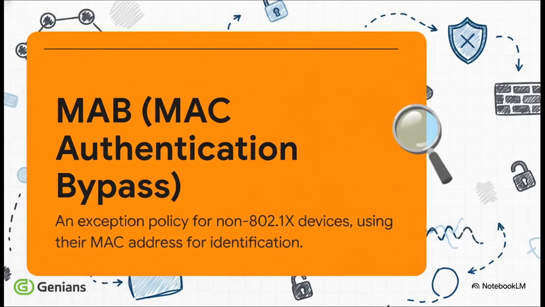Now, this workaround has a technical name. It's called MAB, or MAC Authentication Bypass. Basically, it uses a device's unique hardware address, like a password, to let it onto the network. But here's the catch. Every one of those entries is a manual exception that someone has to create and then manage forever. And that is the direct source of all that massive overhead.